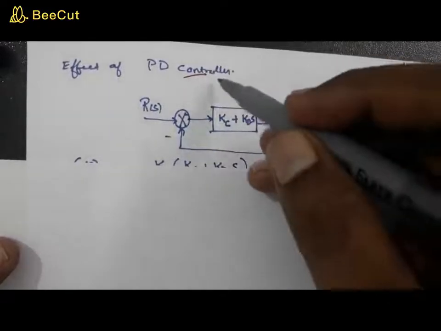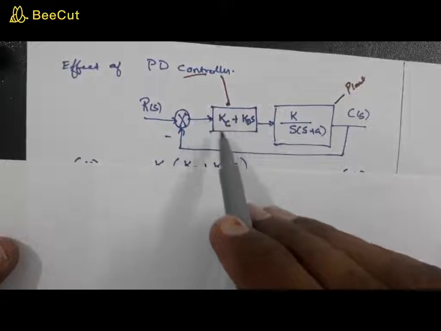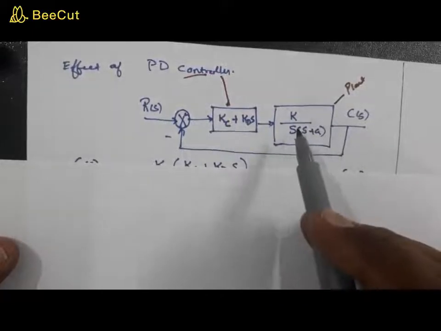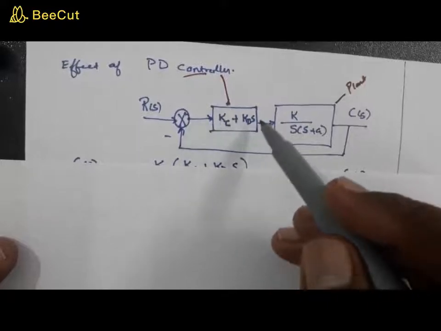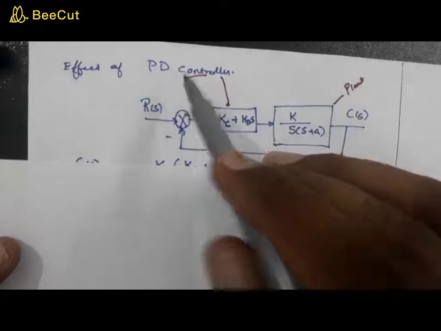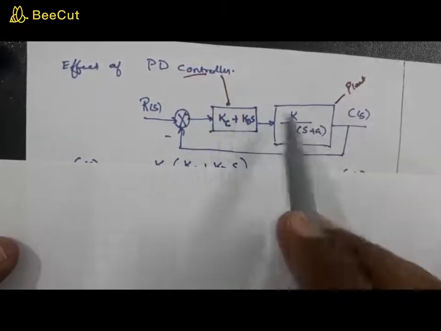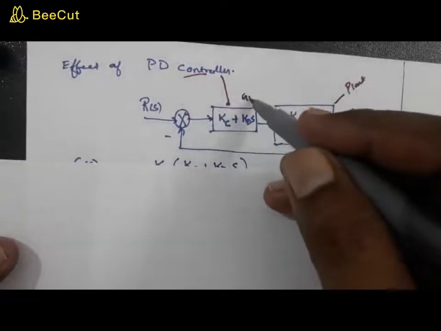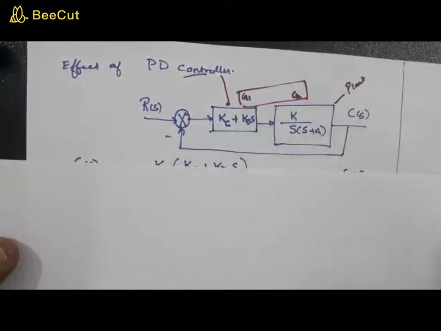Now we know that the PD controller block is Kc plus Kd into s, and it is connected in series to this, so that your G(s) becomes the product of these transfer functions. This is the transfer function of a PD controller. This is the transfer function of the plant. Since they are cascaded together, this is G1 into G2. So you can combine these two into a single block, which will result in a G, right?